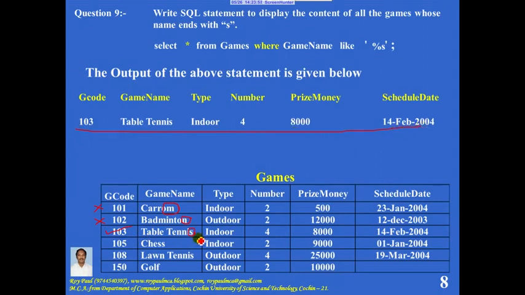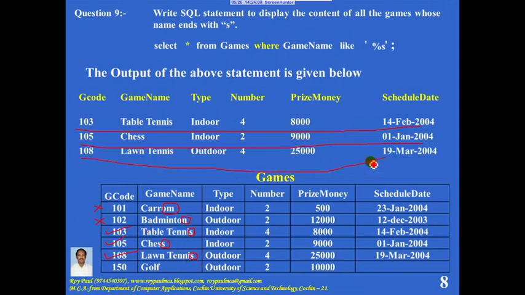So, the first line of answer. Again, this row will come in the answer because game name ends with S. Again, this row will come in the answer because here also game name ends with S. And finally, this row will not come because the game name does not end with S. So, for this SQL statement, the output is as given below. This one.